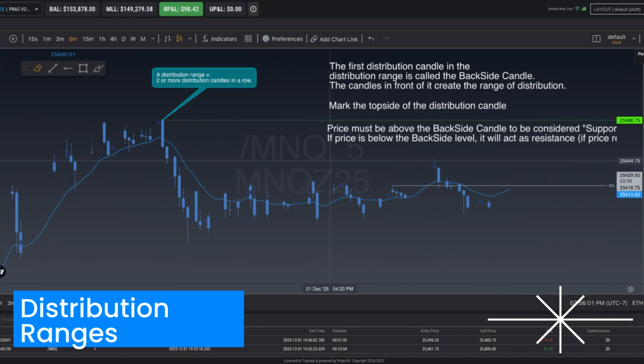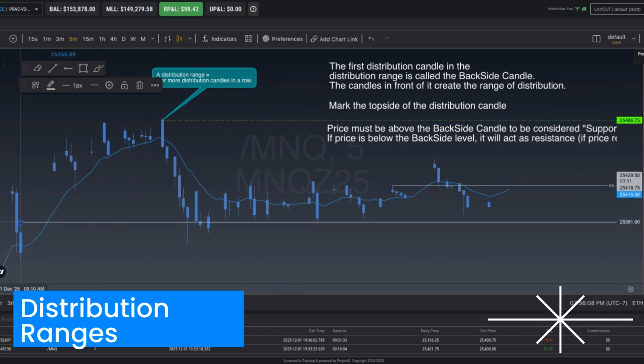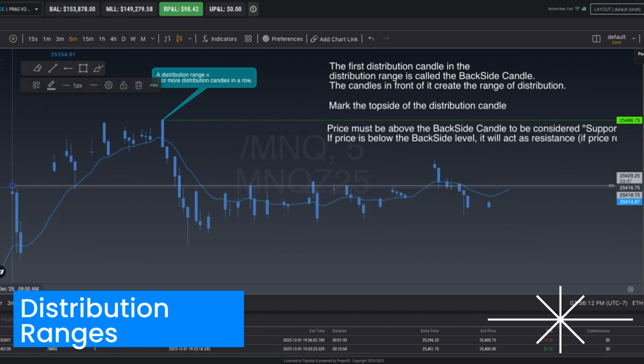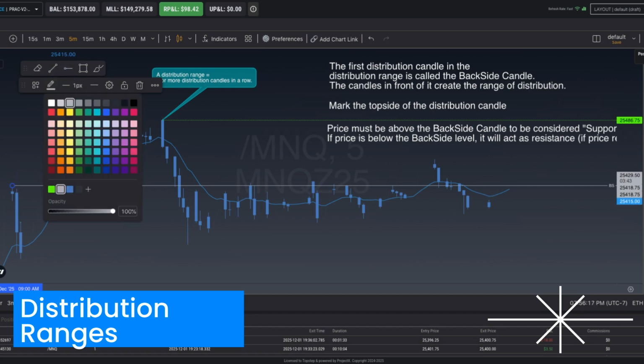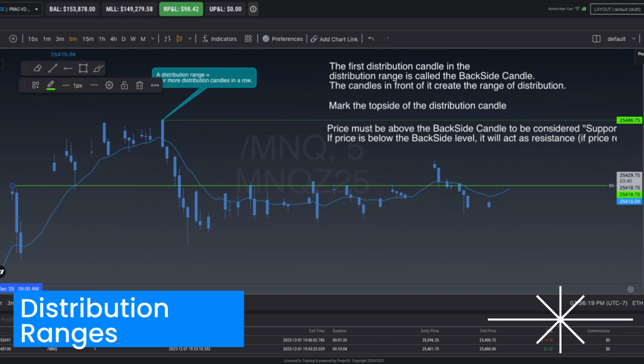And so we mark the tops of the distribution candles, and they'll act as support. We focus on the first one in the range here, the backside candle. We're going to color it to the 5-minute time frame color, and we're going to focus on this candle right here. If time was right here, we could place an order to go long right there.